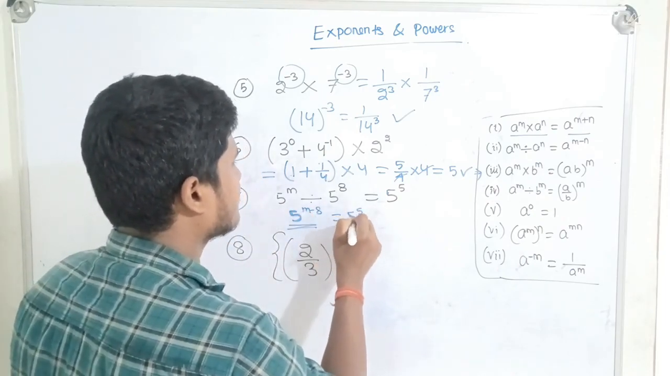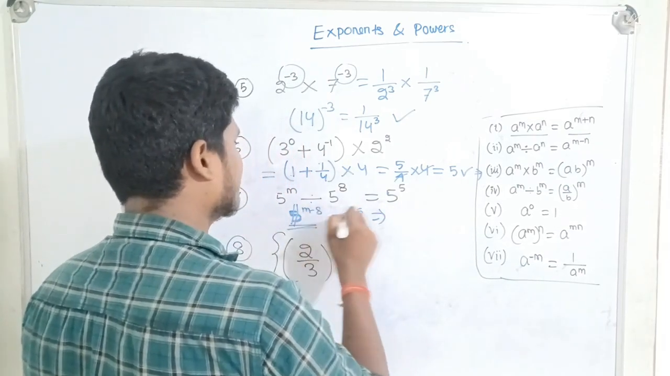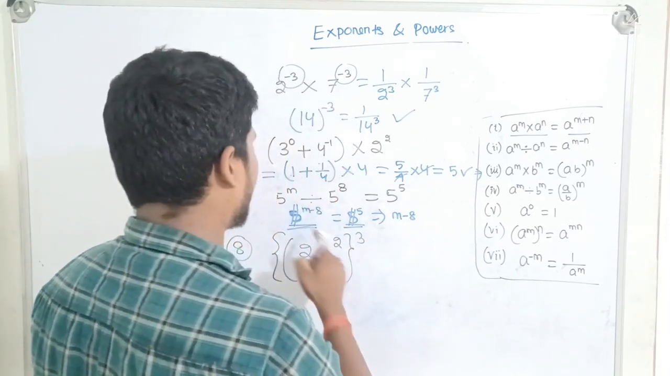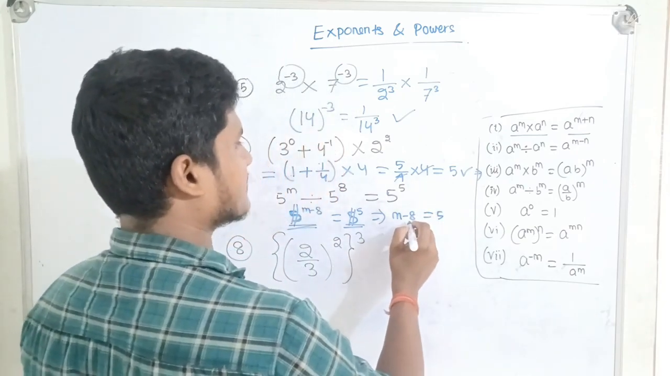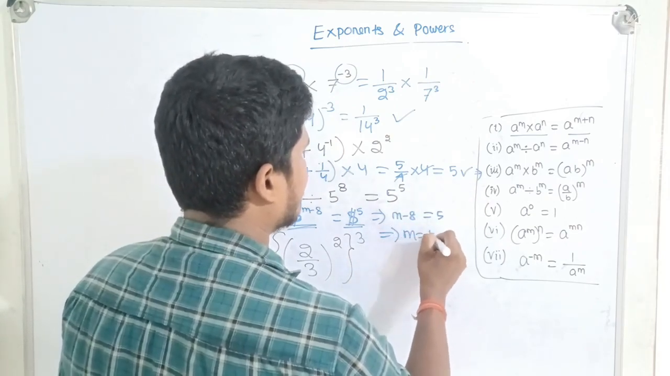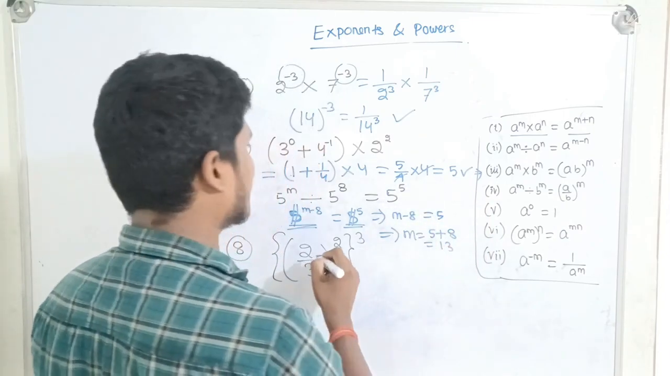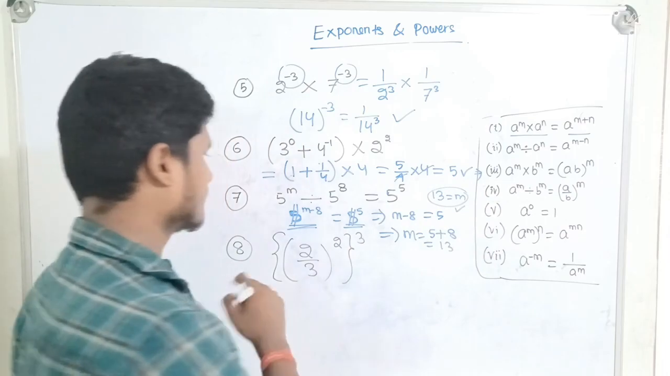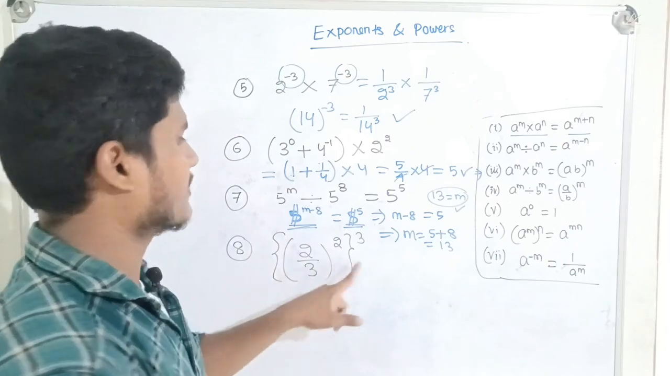Here also look at this. Here 5, here also 5. Just cancel these 5s. So what do you get? The remaining part: m minus 8 is equal to 5. So the minus 8 goes to the right side, that means m is equal to 5, and this minus goes to this side, so plus 8, that is 13. What is the value of m? 13. m is equal to 13. Answer. Now this question: 2 by 3's power, to the whole power of 3.